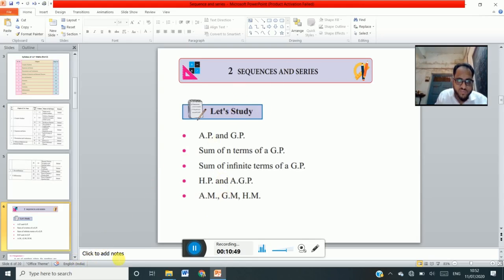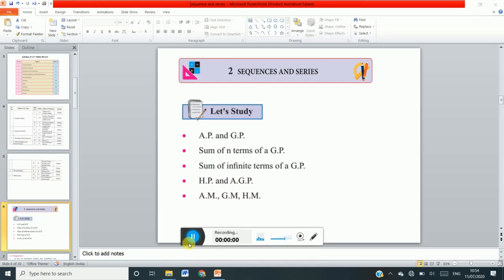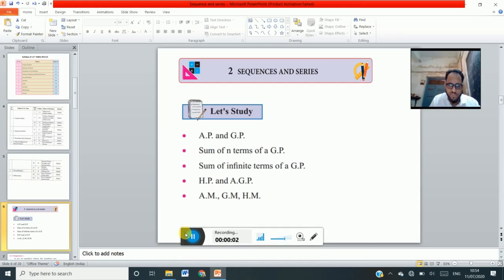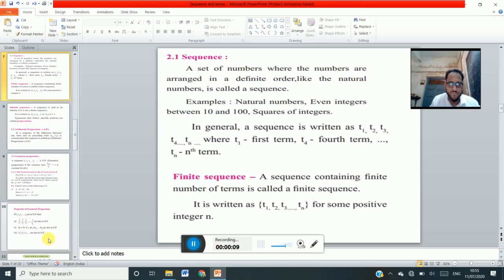We define first of all sequence. So let us define now the sequence. See, sequence is what? A set of numbers where the numbers are arranged in the definite order. It is a collection of numbers where numbers have definite order, like the natural numbers, right? 1 2 3 4 5, this is a sequence. Okay, that is called a sequence.